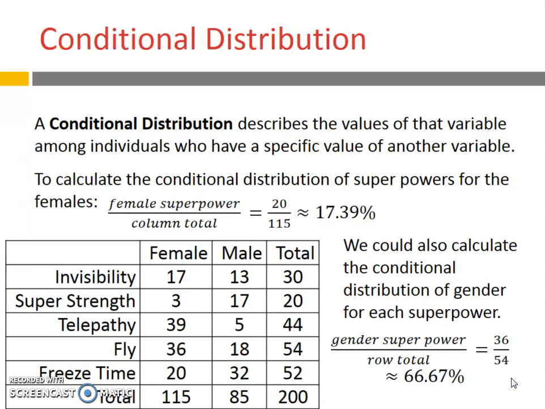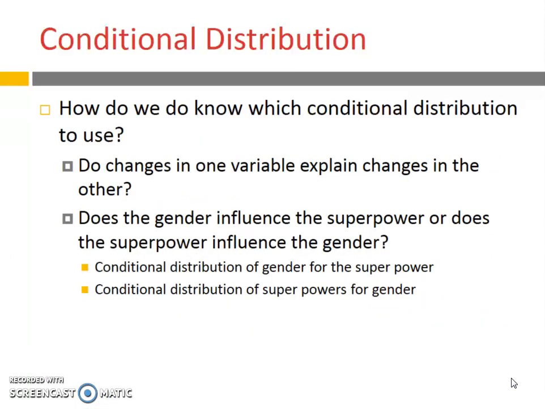So conditional distribution can be a little bit confusing if it's not spelled out for you. It's hard to know which one you want to use. You have to ask yourself the question, do changes in one variable explain changes in the other? So we want to know, does gender influence the superpower, or do we think the superpower influences the gender? Depending on which one you think it is, that's going to tell you how you calculate your conditional distribution, what you're focusing on.